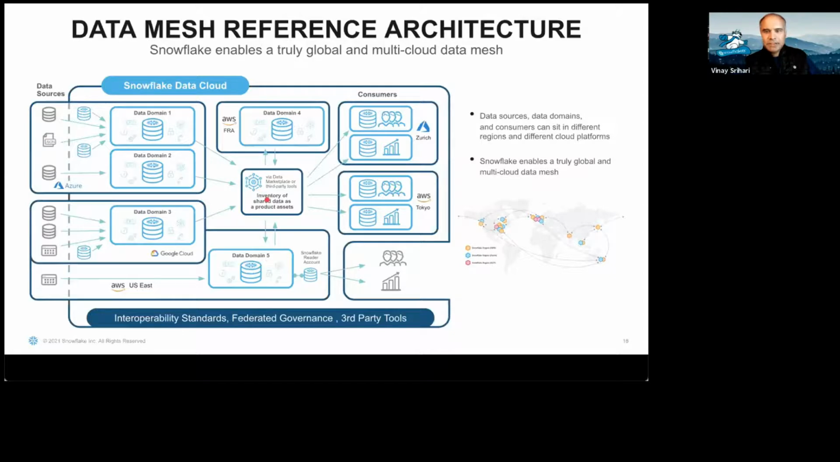Neil, hey, Vinay. Sorry, go ahead. Yeah, I was just going to ask. So with this kind of data mesh architecture, are you simply providing the infrastructure to allow all the sharing, or does Snowflake provide any analytics or learning capabilities that get applied to that data?